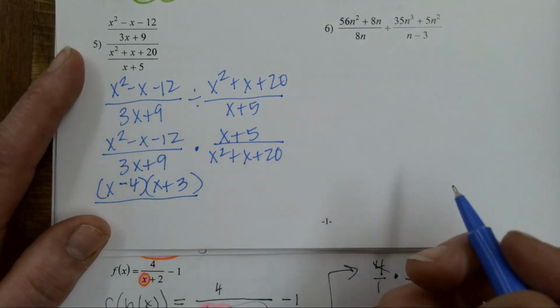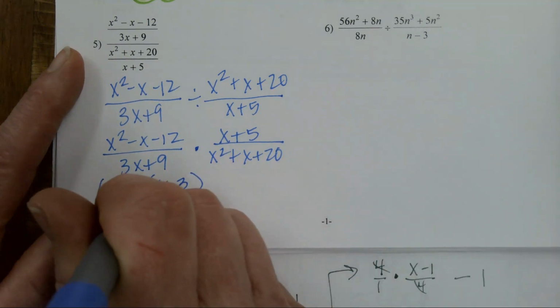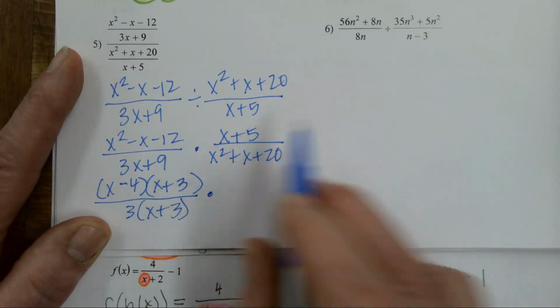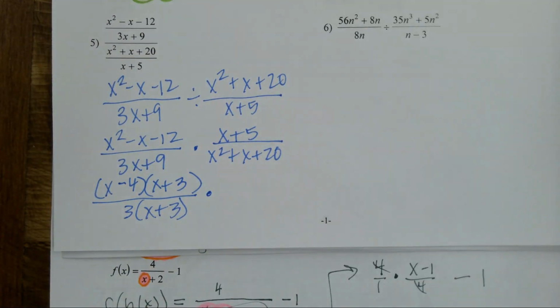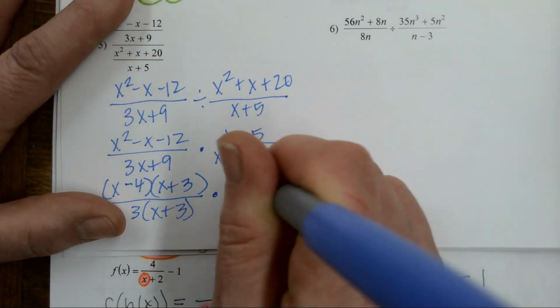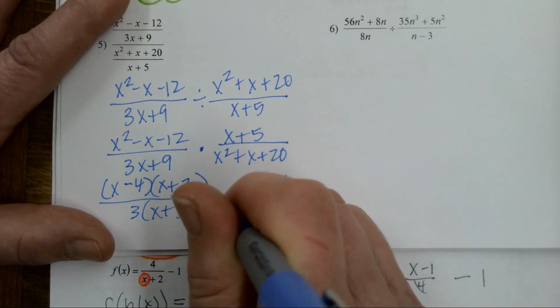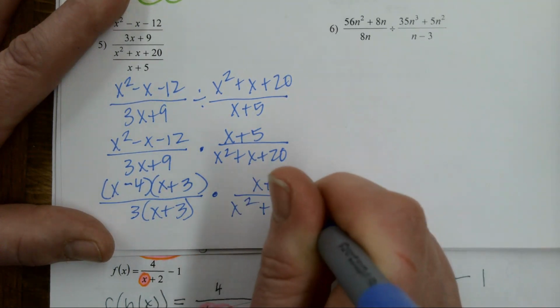What is it? Take out the 3, so it's 3x plus 3. All right. Can I factor the numerator of the second fraction? No. Can I factor the denominator of the second fraction? No, we already determined that. No. X squared plus x plus 20. All right?